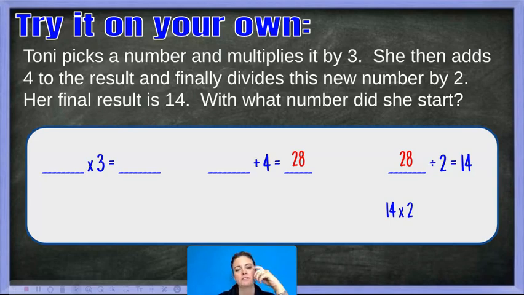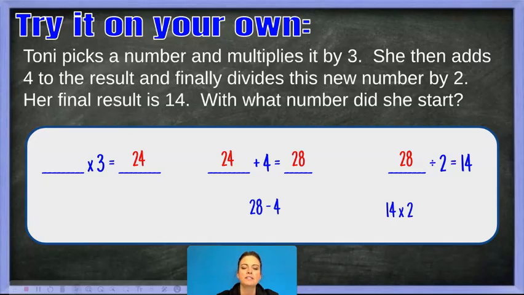And so now we know that the last thing she did was take 28 and divide it by 2. And then how did she get that 28? She added 4 to something. So what is the inverse of adding 4? It's subtracting 4. So if we subtract 4 from 28, we end up with 24. So simple, right? As soon as you chart it out and go piece by piece, everything falls into place.